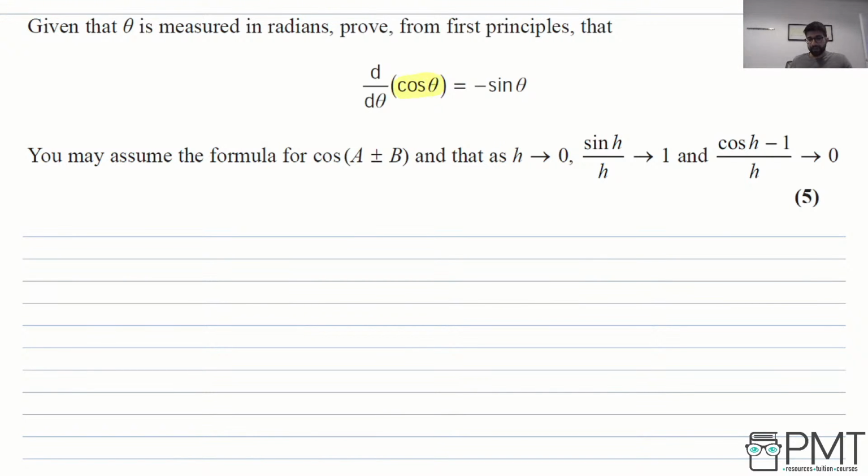The question gives us some assumptions that we can make when it says that when h becomes really small, we can assume sine h over h goes to 1 and this term goes to 0. We'll see how they help when we expand our expression and find what it simplifies to.